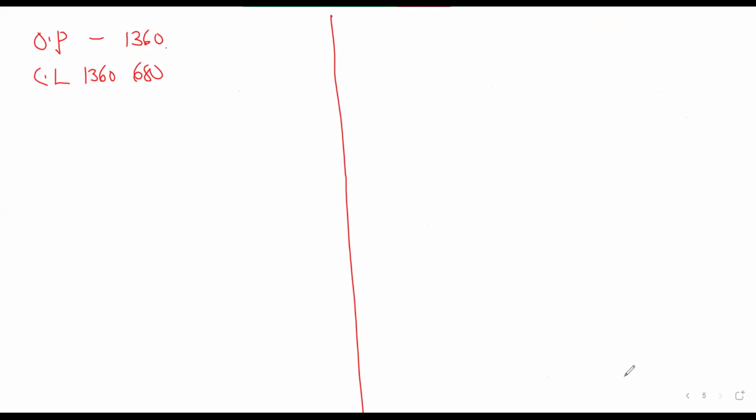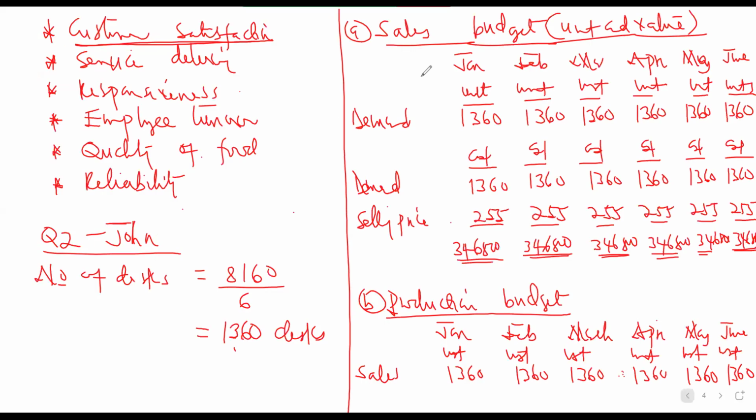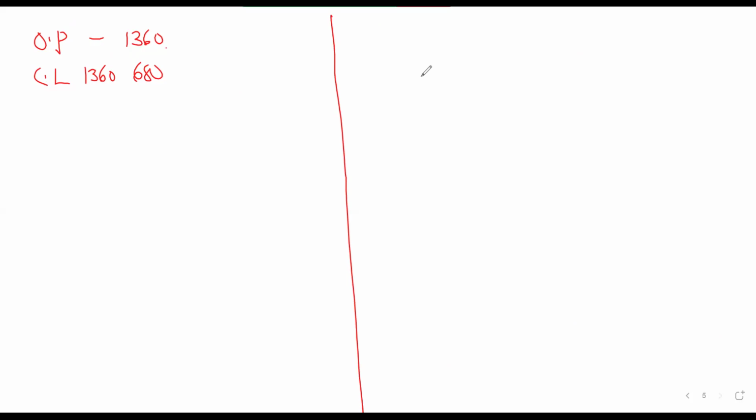No. We have to produce. If there will not be any closing stock in February, you can see that the first month we are producing, how much is the production for the first month? We're having 2720, isn't it?